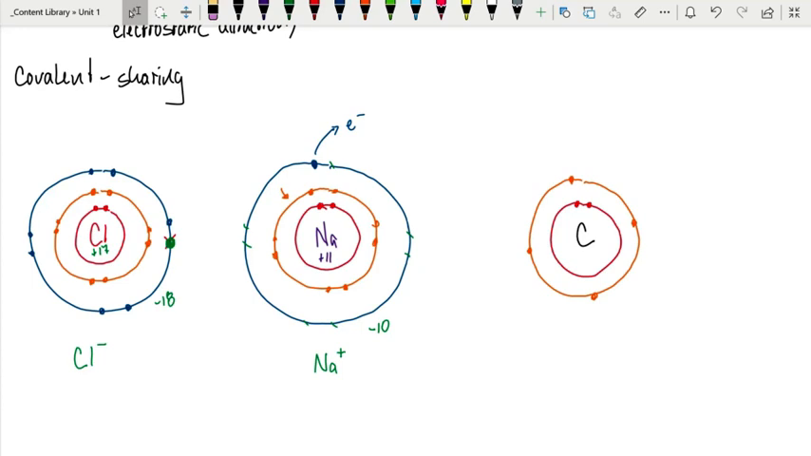Carbon needs 4. Now, could it give away 4? That would require it carrying around a +4 charge. Could it steal 4? That would require it carrying around a -4 charge. Both of those charges are too high to be considered stable. So those aren't options. It can't steal, and it can't give away like the others.